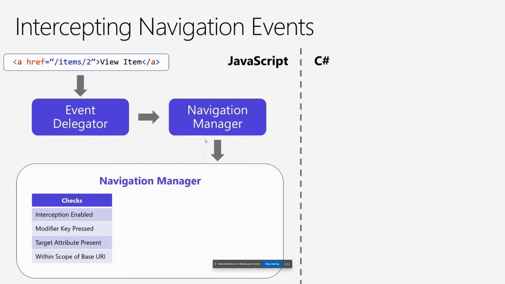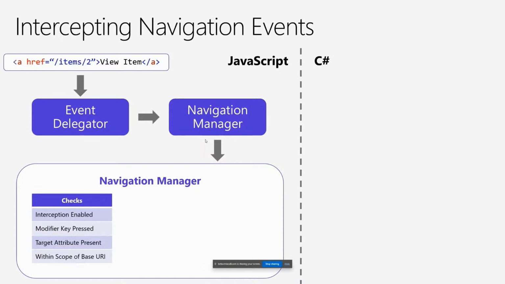Right. The next check is the modifier key press. That's pretty much what I referenced a second ago. If you're holding down control when you click a link to open it in a new tab, you don't want Blazor stopping you doing that. Or Alt or Shift, right? Or Alt or Shift, exactly. Or probably Command on a Mac. Yes, Command on a Mac. So all those are checked as well by the navigation manager.